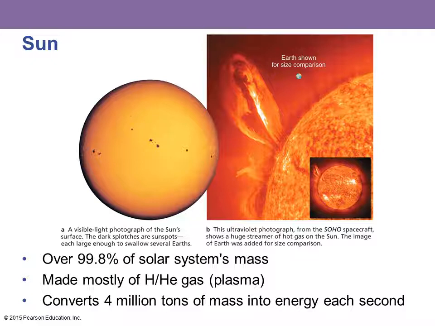So, for obvious reasons, the majority of the mass of our solar system is the mass of the Sun, over 99% of it. The Sun is made mostly of hydrogen and helium gas in a very hot or plasma-like state. And it's kind of interesting to read that the Sun is converting 4 million tons of mass, 4 million tons of hydrogen mostly, into energy each second. That's according to Einstein's E = mc squared.